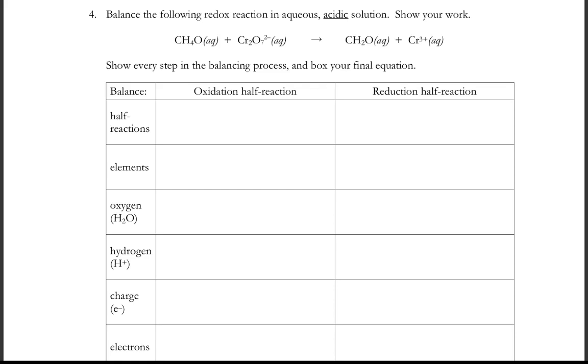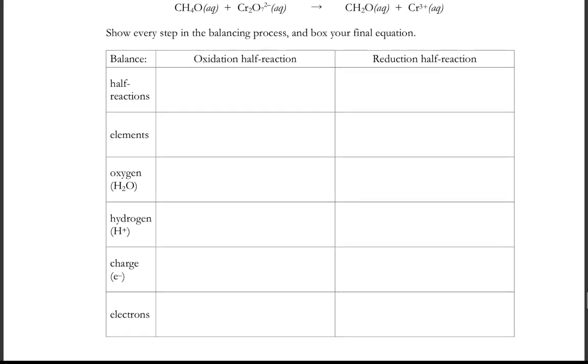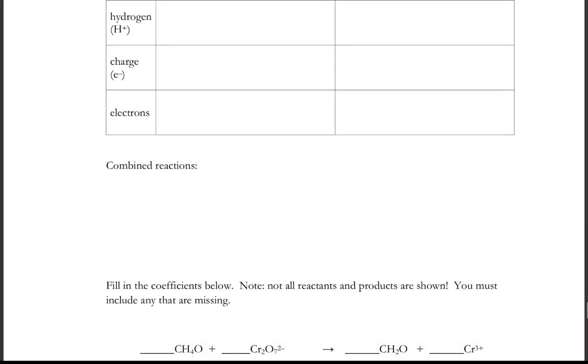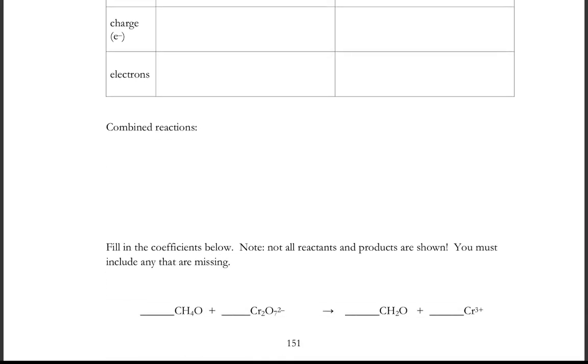Balance with respect to elements other than O and H, that's step 2. And then step 3 is balance oxygen by introducing water as needed. Step 4, balance hydrogen by introducing H plus as needed. The next step is to balance the charge by adding electrons to each side, the appropriate number. And then the last step there is to multiply each half reaction by the coefficient needed so that you have as many electrons used as you have formed.